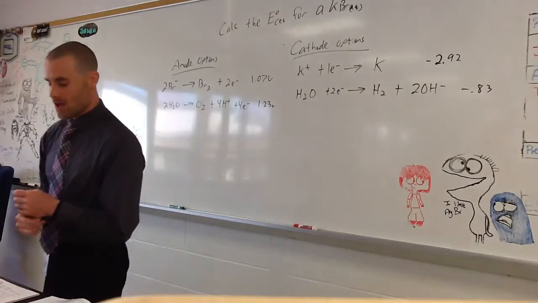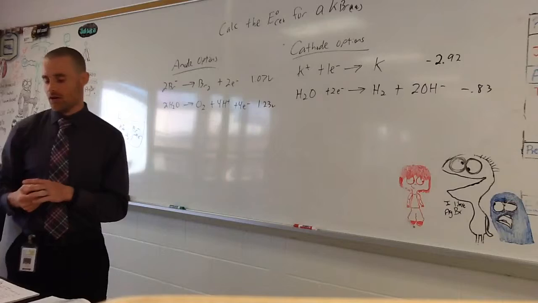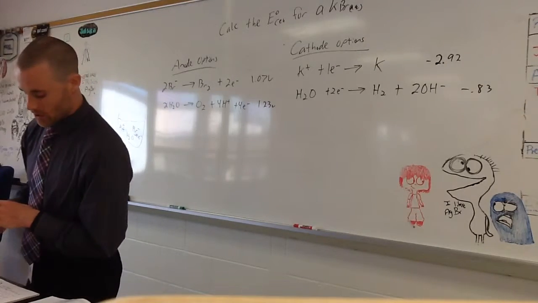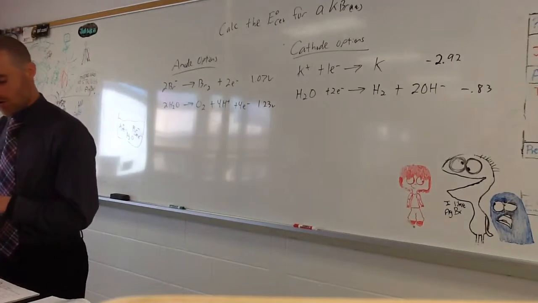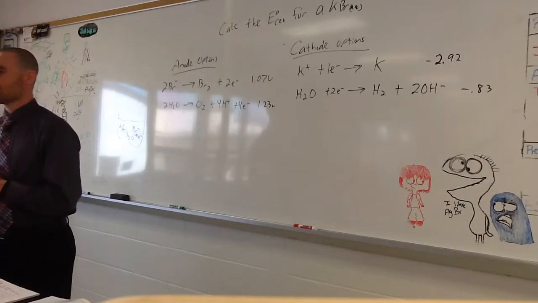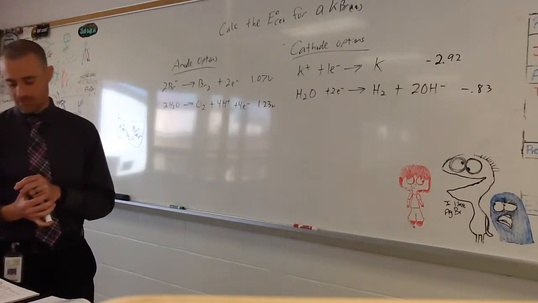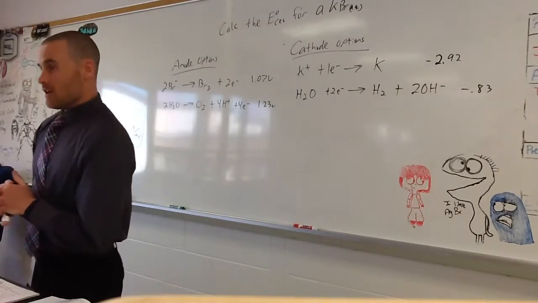I'll say it one more time. The more positive the reduction potential, the better the cathode or the reduction. The more negative the reduction potential, the better the anode or the oxidation. So Andrew, what are you going to say? So you want your answer to be as close to 0 as possible? You want your answer to be as close to 0 as possible. Like with the value, cathodes H2O and anodes 2Br.